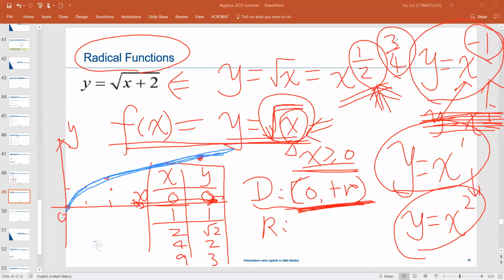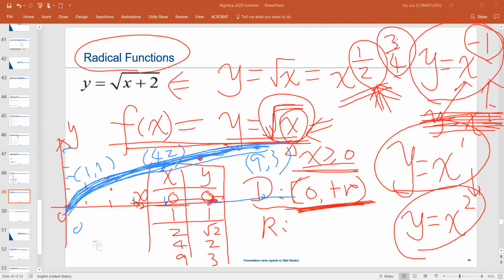All right. So here 1, 2 is here. This is 4, and 4 here is 2. Here is 9, which should be far away, about here. It gets 3. So it should look like this. Okay. Here is 4 and 2. Here is 9 and 3. So here is 0 and 0. There's 1 and 1. So the graph is pretty rough, from here going up. So it should be like this.